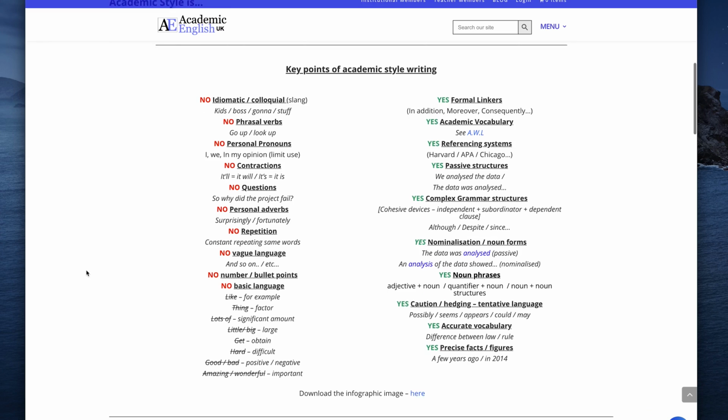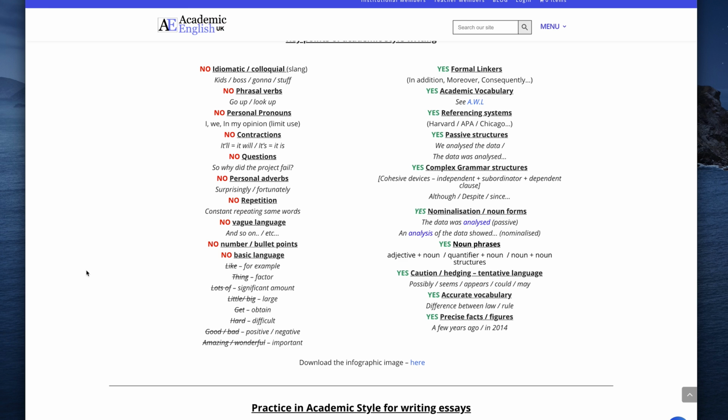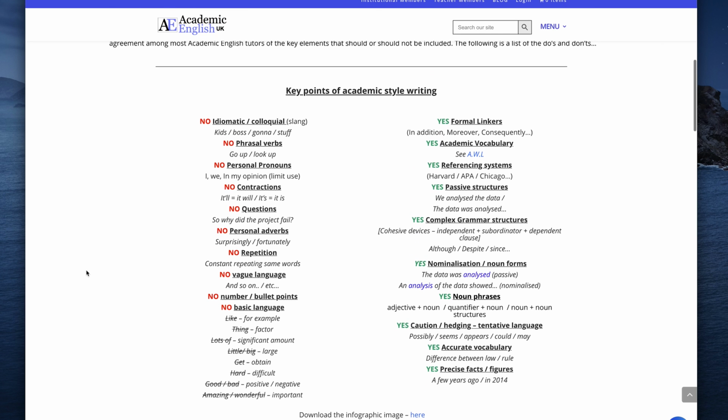And you've also got a breakdown of what could be suitable and what couldn't be suitable with regards to academic vocabulary or academic style writing. And the author grades it into no idiomatic colloquial language, but yes to formal linkers and academic vocabulary, etc. So there's some nice ideas included on this website, and you could get students hunting around on the website for potential ideas, or trying to discover for themselves appropriate language. This is only vocabulary itself.